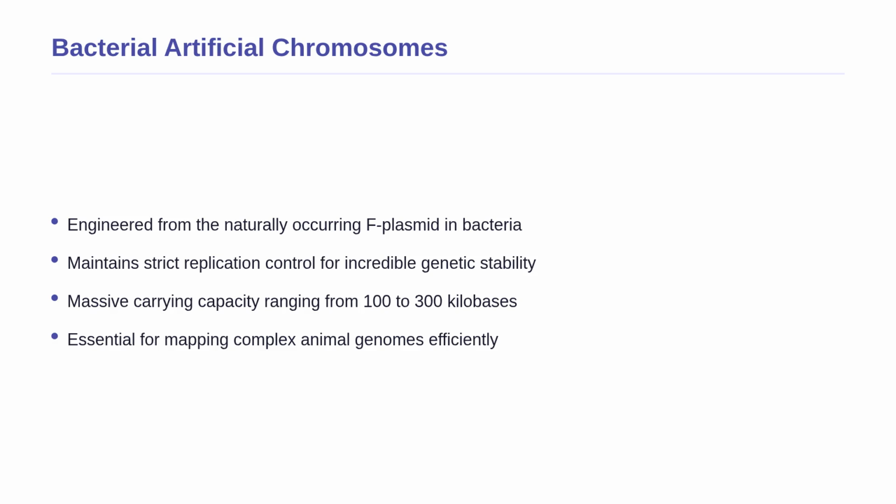To begin our journey, imagine trying to move an entire library using only a small bicycle basket. It would take millions of trips. Standard plasmids are like those tiny baskets. When scientists needed to map massive animal genomes, they invented bacterial artificial chromosomes, or BACs, which act like heavy-duty cargo ships. Engineered from the naturally occurring F plasmid in bacteria, BACs have strict replication control, meaning they remain incredibly stable without unwanted mutations. By stripping the plasmid to its bare essentials, scientists created enough room to carry massive DNA inserts, ranging from 100 to 300 kilobases.